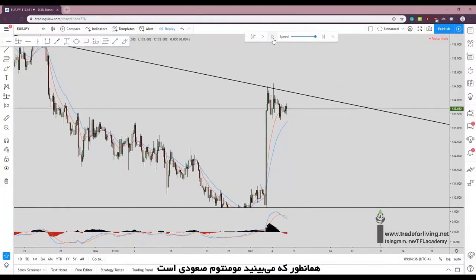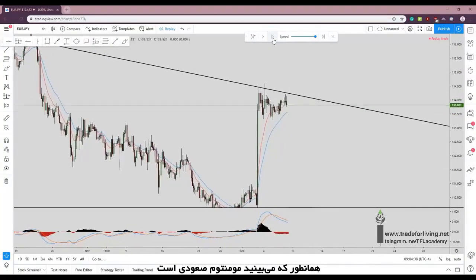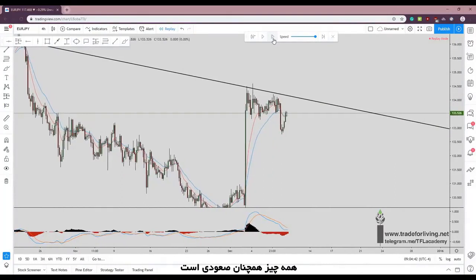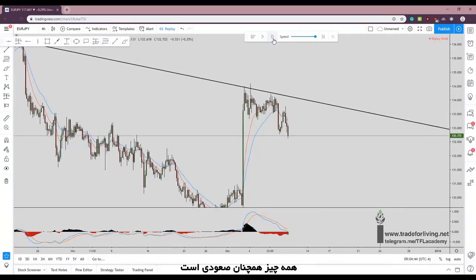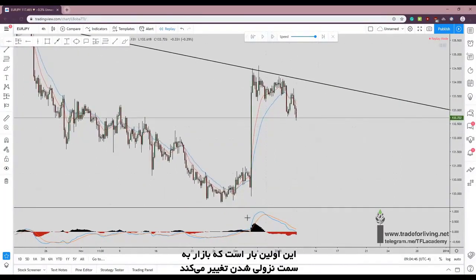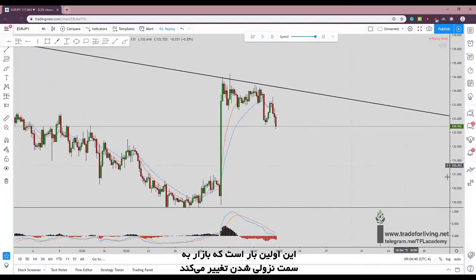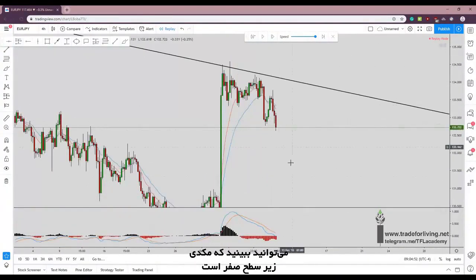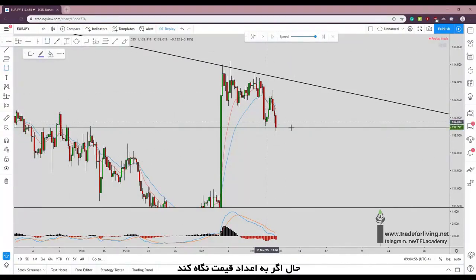As you can see, at the moment everything is extremely bullish, so you're not interested in the pair at the moment. Everything is still bullish. Now this is the first time that the market shifts to the downside. You can see that now the MACD is below the 0, the EMAs have crossed, and the market is in a bearish trend.